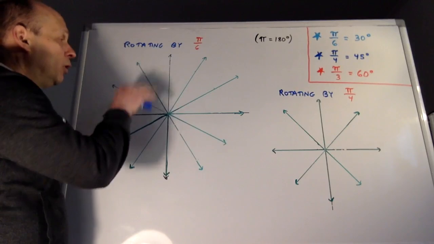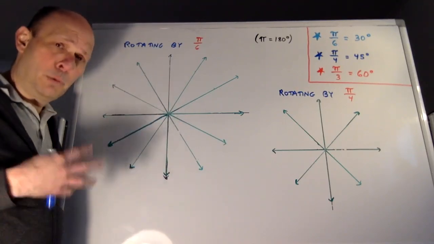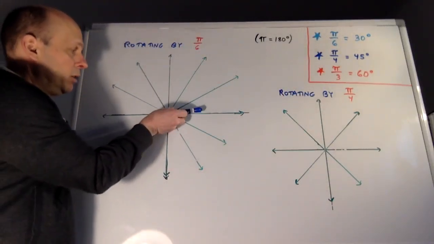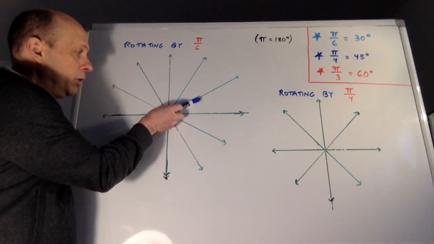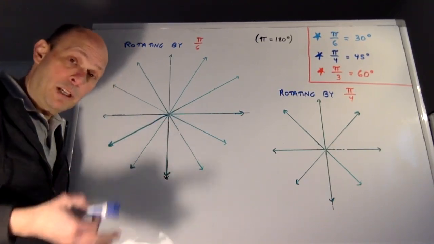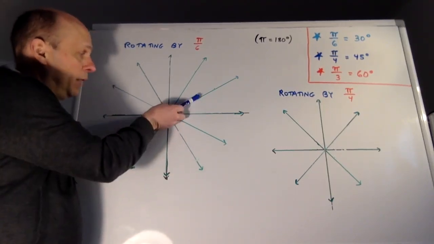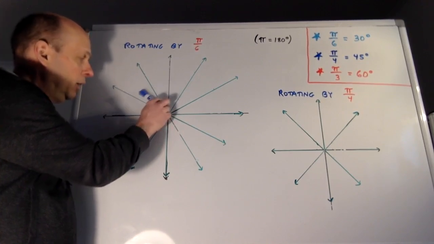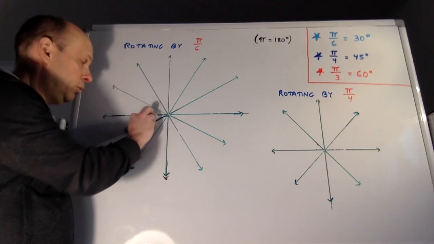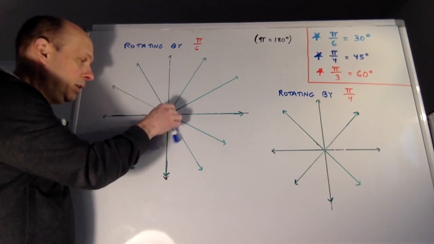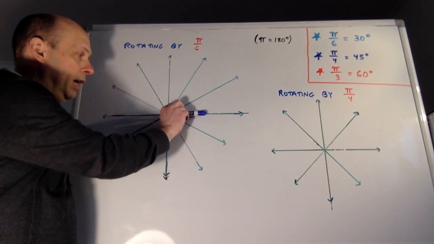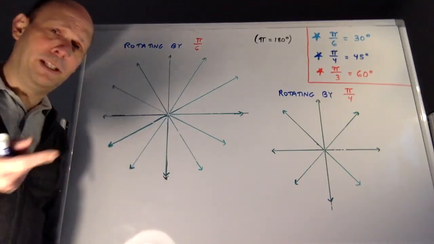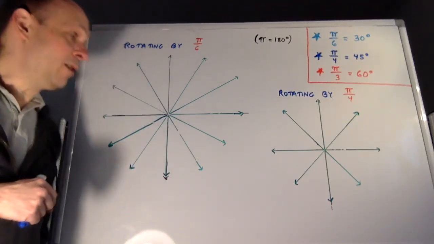So here, I'm rotating by pi over 6. Well, what's pi over 6? Well, that's 30 degrees. So here, what I'm doing is I'm starting here at 0 degrees, and then I'm rotating 30 degrees each time. So if we were measuring in degrees, we would go, that's 30 degrees, that's 60, that's 90, 120, 150, 180, 210, 240, 270, 300, 330, and then 360, right? That's degrees. But we can count in radians, and believe it or not, it's actually easier to count in radians.